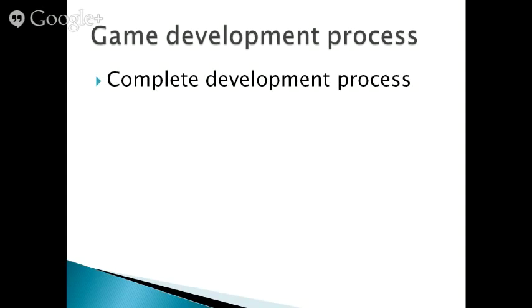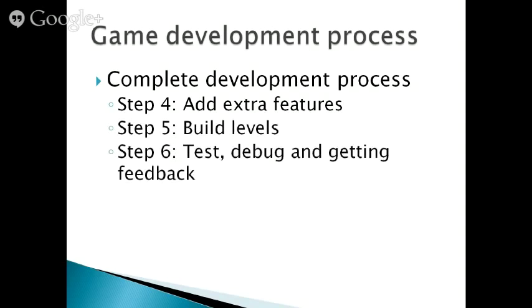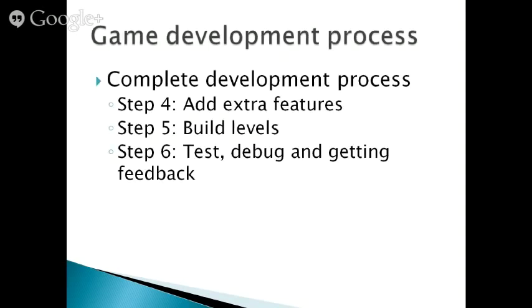After those 3 steps, and if I'm happy with the results, then I move on to the next 3 steps. So I start by adding extra features to the game, build levels, and once again, after all the levels are complete, go through a phase of testing, debugging, as well as receiving even more feedback. So this is the standard game development process that I also teach at the university.